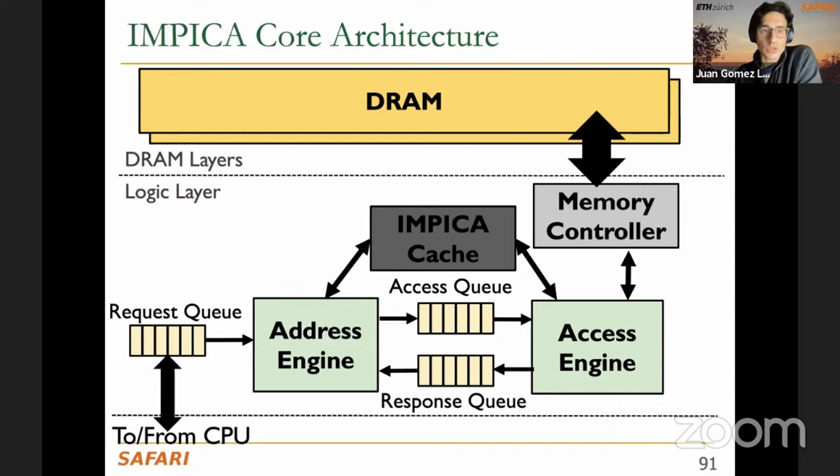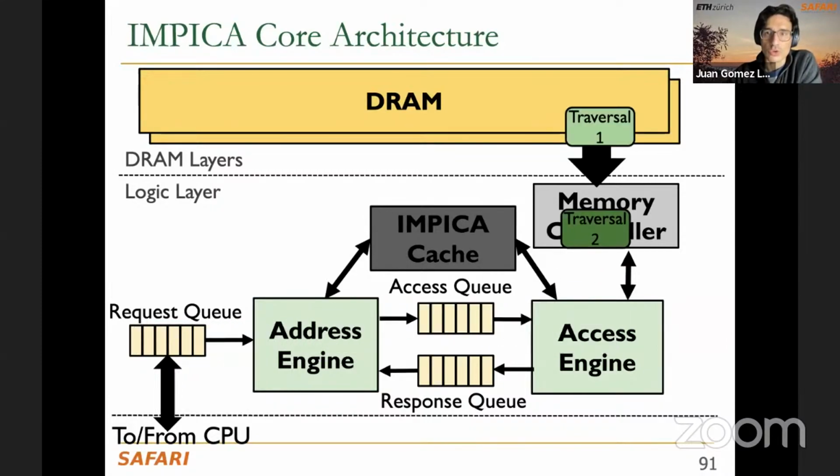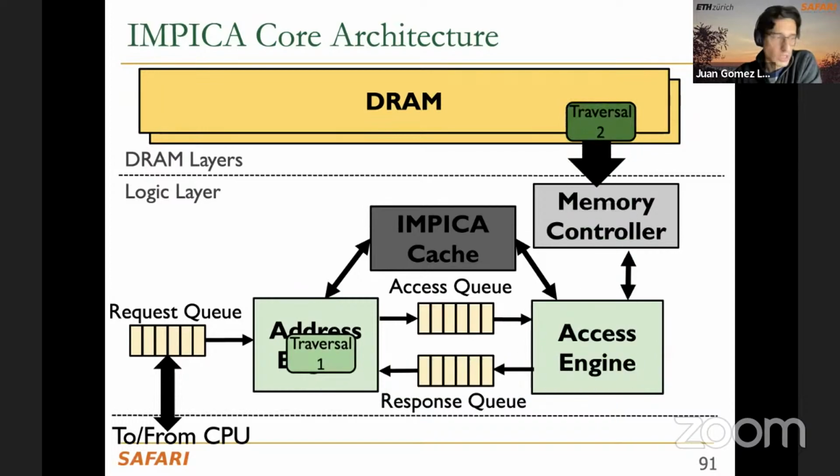So when it comes to integrating this Micro accelerator into the system, we will have the CPU sending requests to the accelerator, like for example, this traversal 1 and traversal 2, that will go all the way through the address engine and the access engine. And from the access engine, they will go to the DRAM, bring some data back, and move it to the address engine, as you see. So this is more or less how the Micro core is going to work with the decoupled engines.